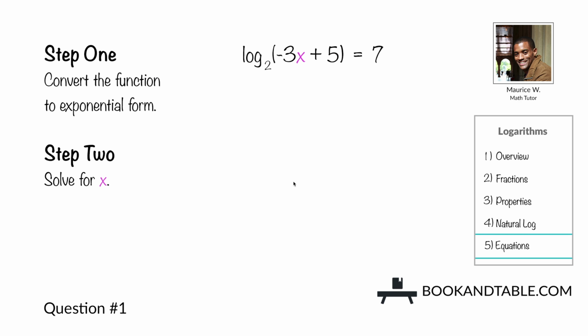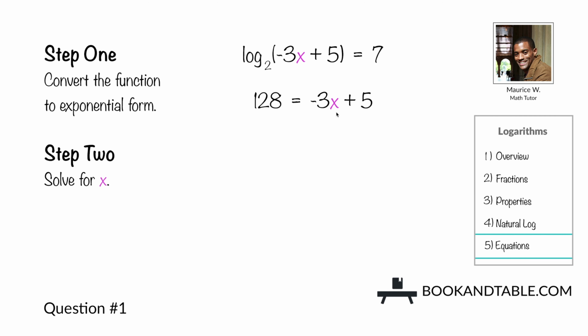Question number 1. We are given the log base 2 of negative 3x plus 5 is equal to 7. Step 1, convert the function to exponential form. So we'll take our base 2, raise it to a power of 7, and set that equal to the argument negative 3x plus 5. And now with this equation, we can solve for x. 2 raised to a power of 7 is equivalent to 128.